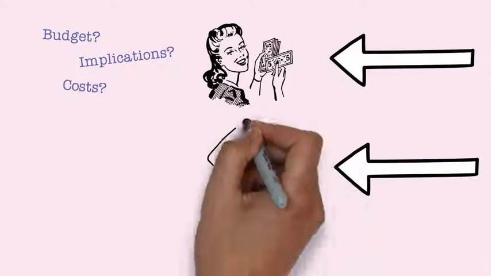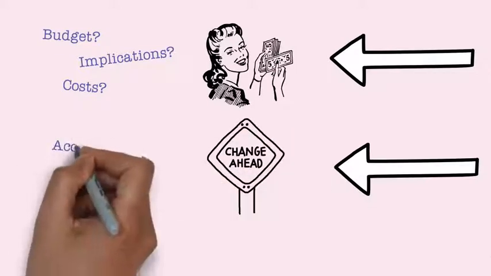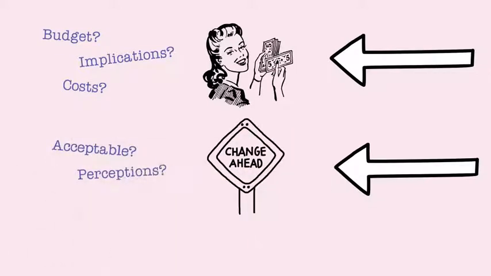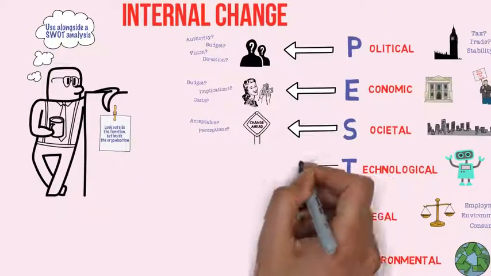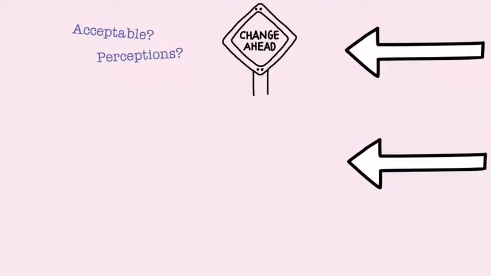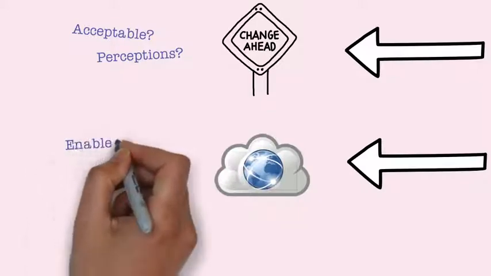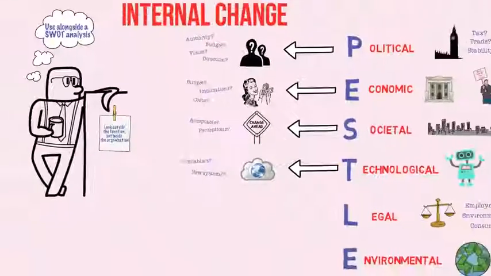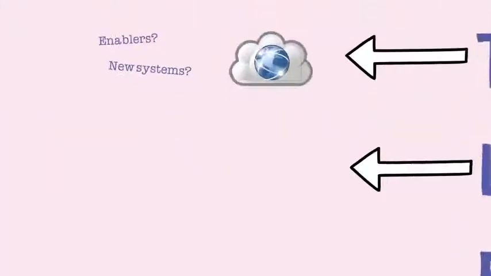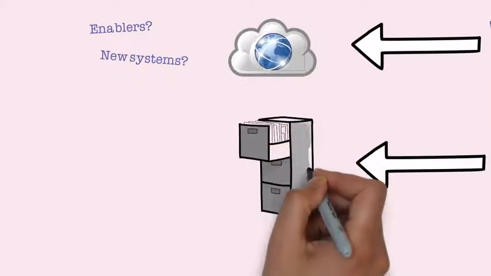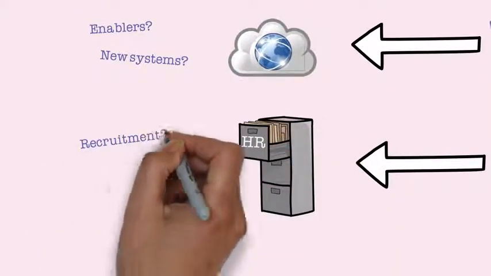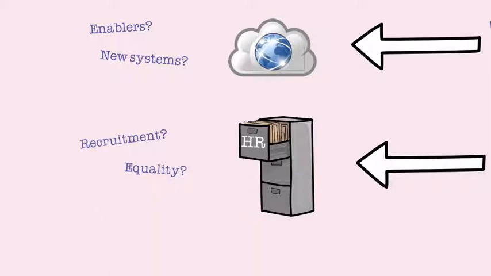Societal. What is and is not acceptable within the culture? What perceptions will we need to overcome? Technological. What enablers do we have access to? Are there new computer systems or other new technologies? Legal. What new policies and processes exist around recruitment, equality, quality, etc. that we need to take into account?